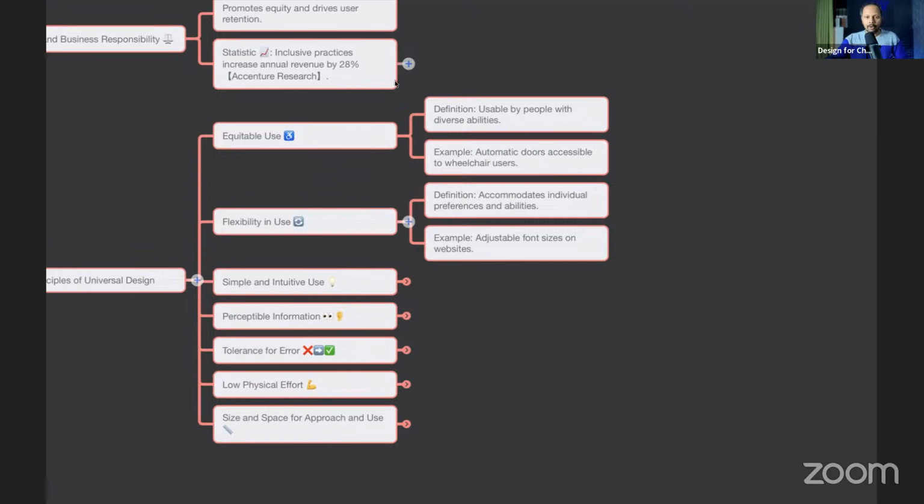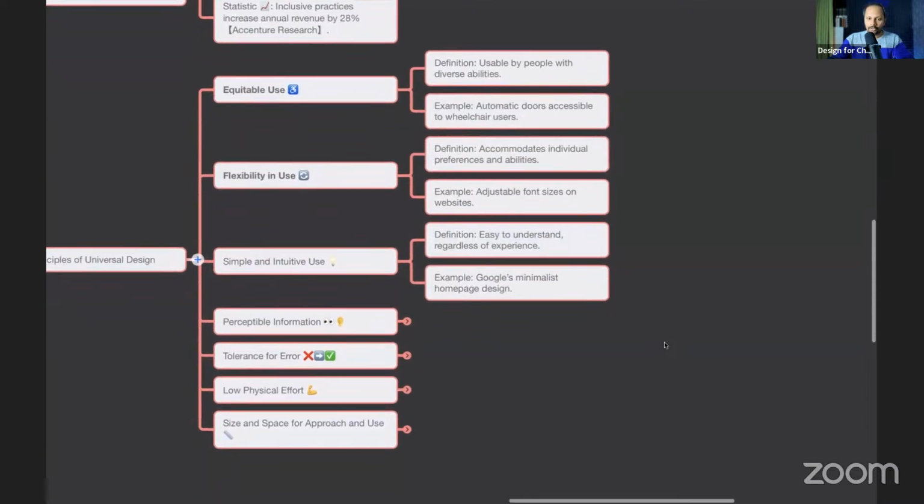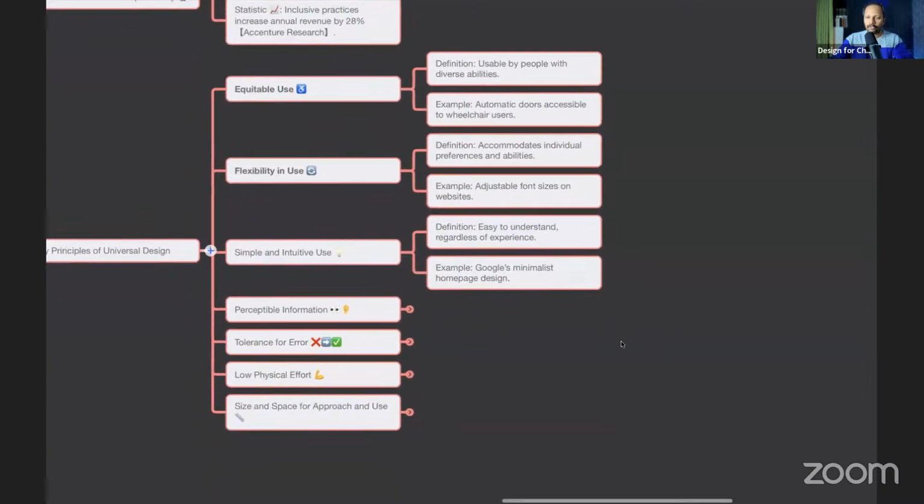Okay. So the point here is, I talked about color, and I'm talking about certain functionality, and this is how universality can be achieved. Let's talk about simple and intuitive use. Easy to understand regardless of experience. Let's say you're designing a consumer product, working for a consumer electronics company like Samsung. Think about how people can understand that this is danger, this is not really good to use.